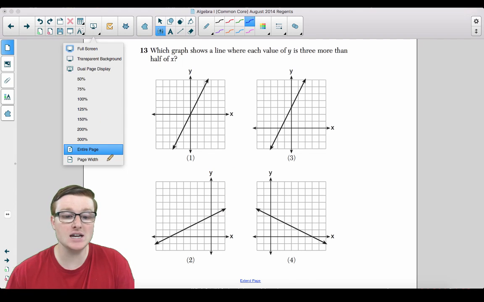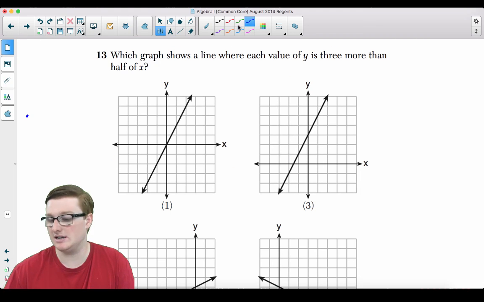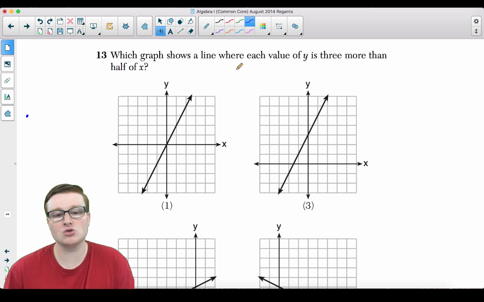All right, 13 was actually one of the most, not ridiculous questions, but it was definitely a challenge if you didn't know what the question was asking. Which graph shows a line where each value of y is 3 more than half of x? You really need to know your language of algebra.